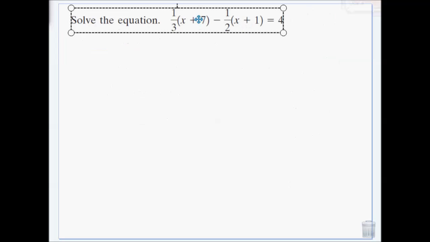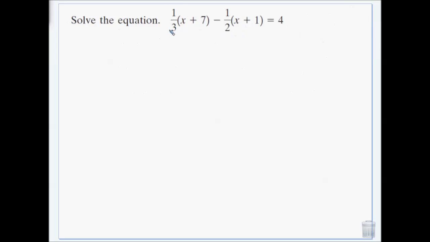We're going to do the same process. We need to find that common denominator. So I've got a 3 and a 2, so my common denominator is 6. My LCD, least common denominator.